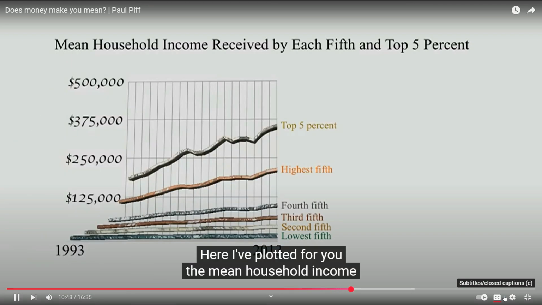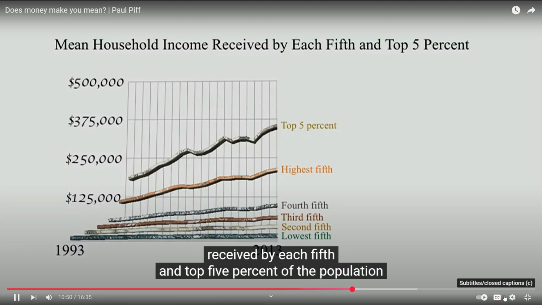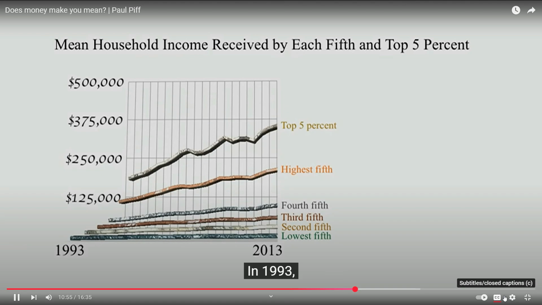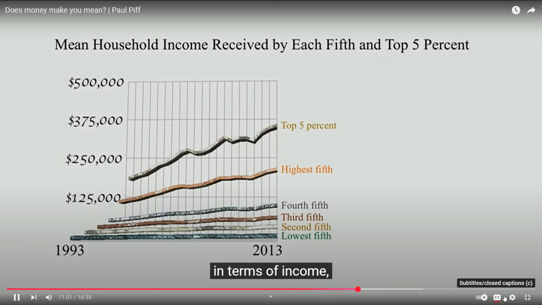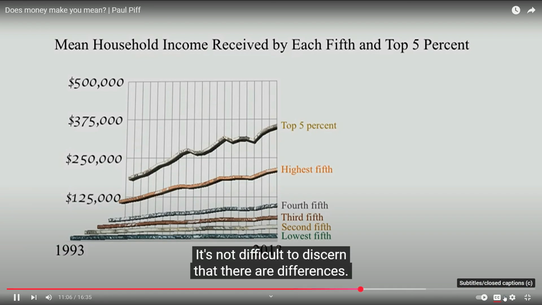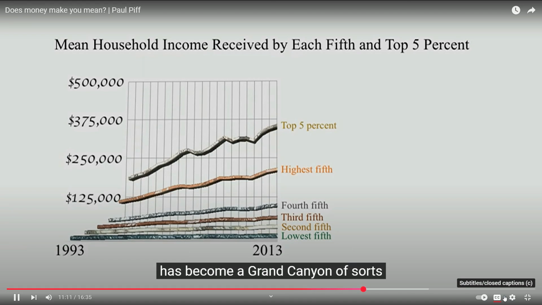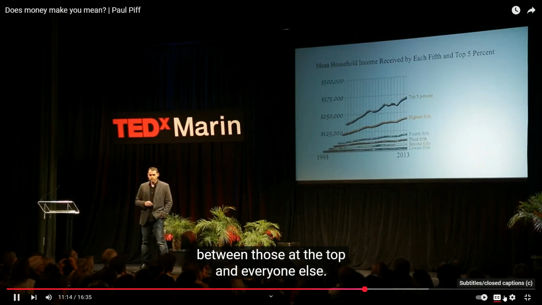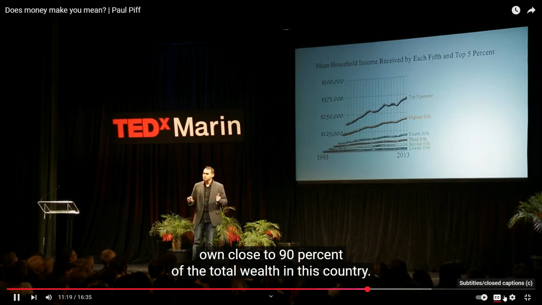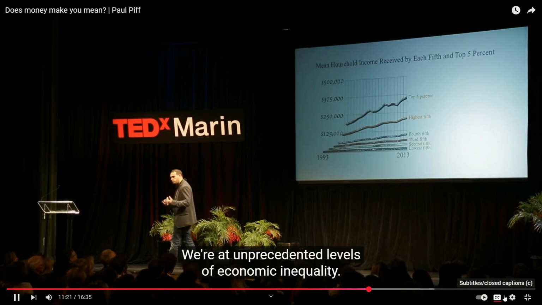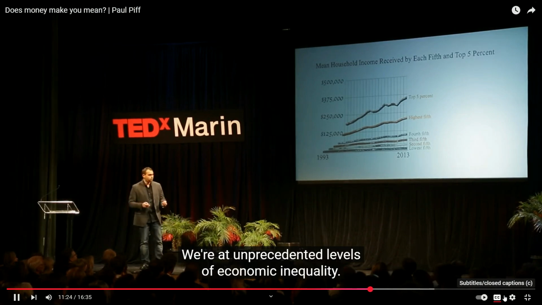Here I've plotted for you the mean household income received by each fifth and top 5% of the population over the last 20 years. In 1993, the differences between the different quintiles of the population in terms of income are fairly egregious. It's not difficult to discern that there are differences. But over the last 20 years, that significant difference has become a Grand Canyon of sorts between those at the top and everyone else. In fact, the top 20% of our population own close to 90% of the total wealth in this country. We're at unprecedented levels of economic inequality.